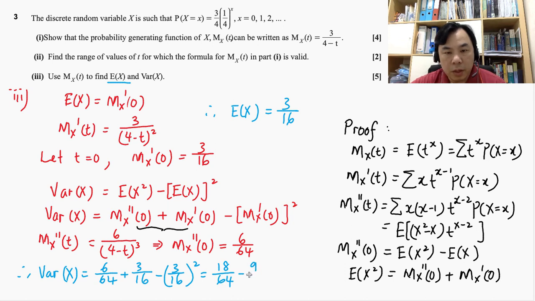Subtract off 9 over, let me see, so that is 256 here. Okay, so in order to get 256, I need like 4. So that is 72. So 72, 63. So that will be 63 over 256 then. All right, now that will be my variance in this case, right? So I hope that is clear. I'll move on to the next question shortly.